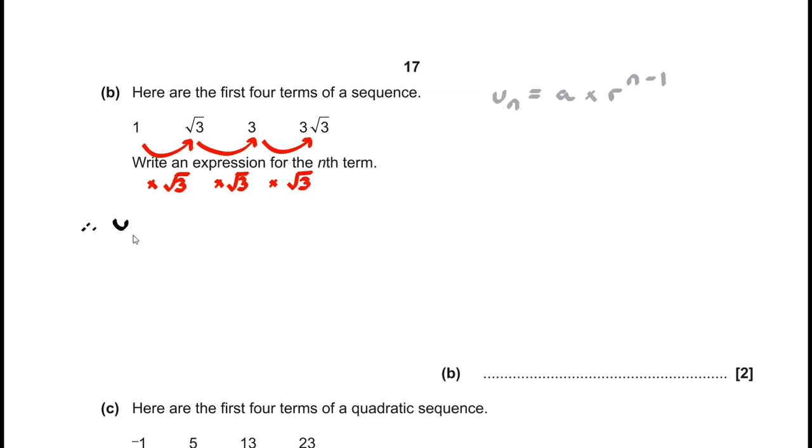So we've got un equals the first term 1 multiplied by the common ratio root 3 raised to the power of n minus 1. So we've got root 3 to the n minus 1. So un equals root 3 to the n minus 1.